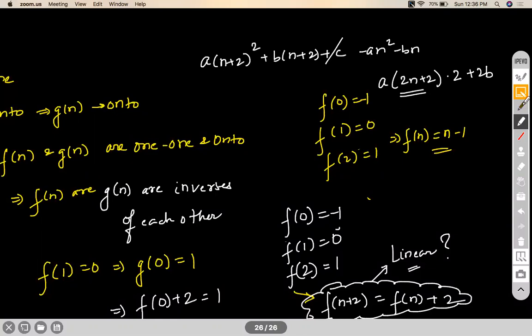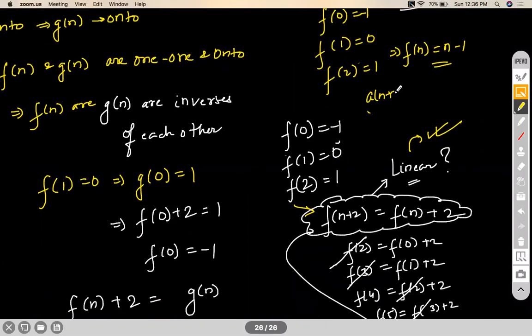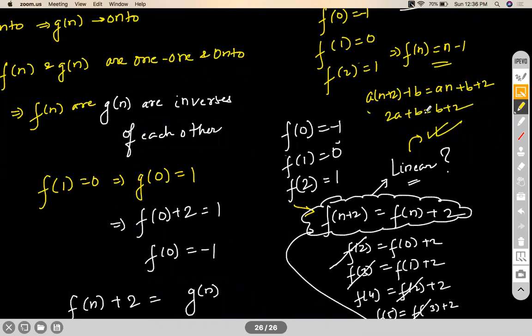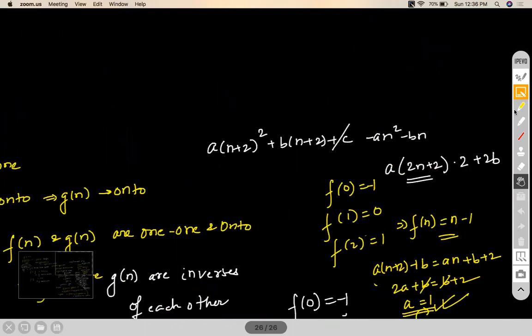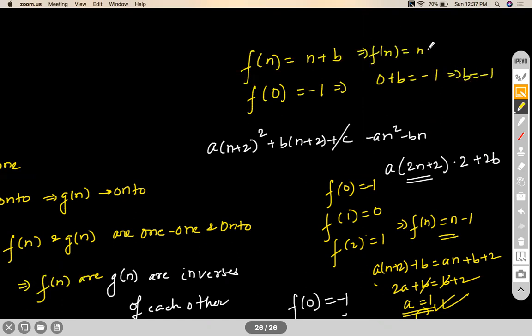Yeah, it has to be linear. So Ruchir was not completely wrong. Yeah, this has to be linear. If it is linear, then yes, you can go ahead and prove that it is n minus 1. So if it is a linear term, then a(n plus 2) plus b is equal to an plus b plus 2. So 2a plus b is equal to b plus 2. So a is going to be 1. Okay. And if a is 1, that means your function is n plus b kind of a thing. And you know f0 is minus 1, right? That means 0 plus b is minus 1. So b is minus 1. So this function was n minus 1.